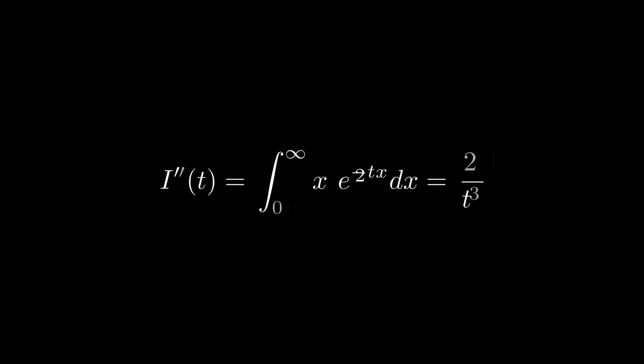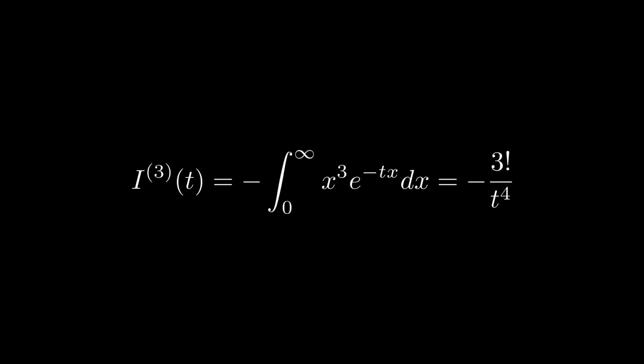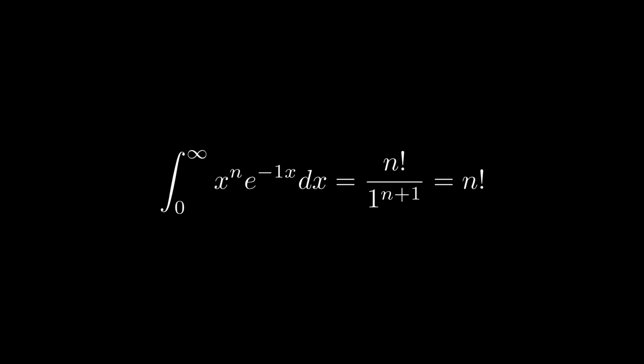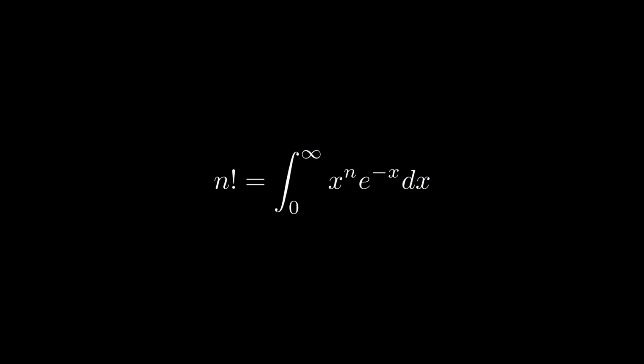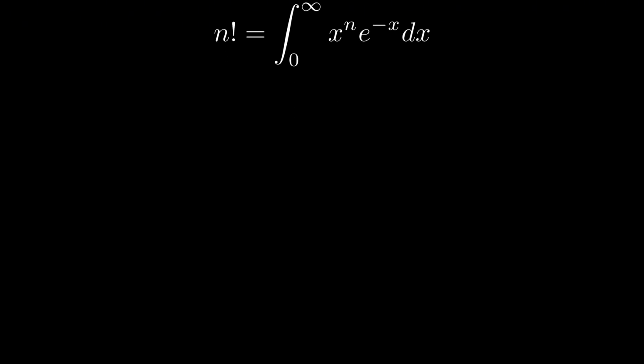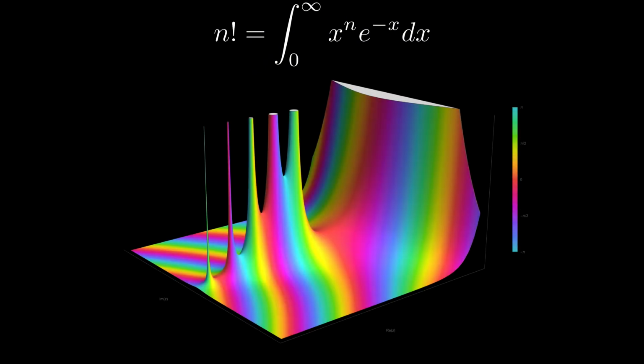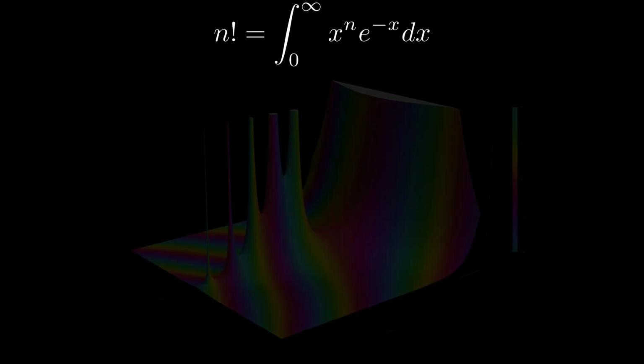We can keep taking derivatives with respect to t again and again, and the nth derivative looks like this. Here's the final step. By setting t equals 1, we obtain the classic gamma function representation. Notice that although when we take the derivative, we assume n is always an integer, the integral representation doesn't require n to be an integer. It can be a non-integer or even a complex number.